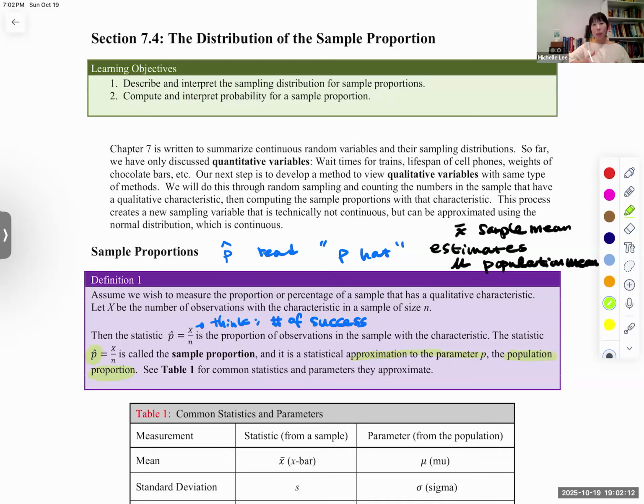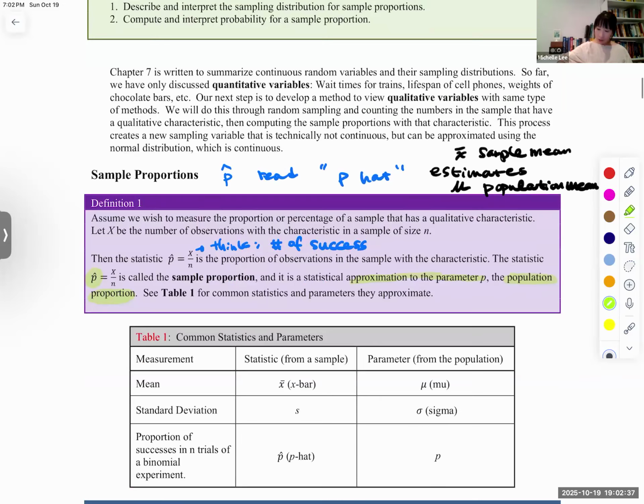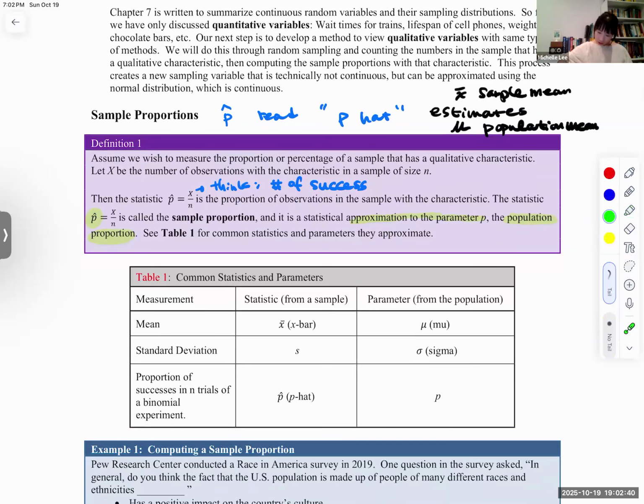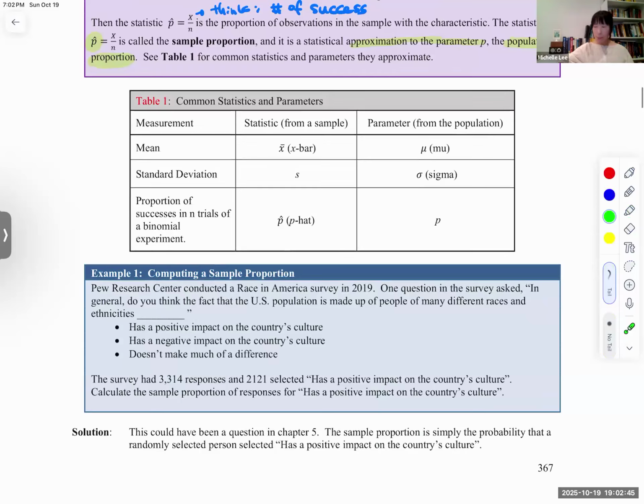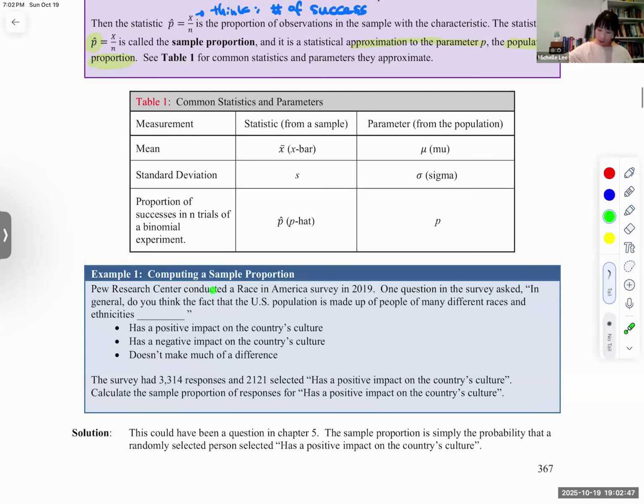Okay, so same concept as x bar, like what we did earlier with the sampling distribution, right? We're going to have a sampling distribution in this case. One single p hat, a sample proportion, is used to estimate the population proportion, which is p. Now, how do you calculate the sample proportion?